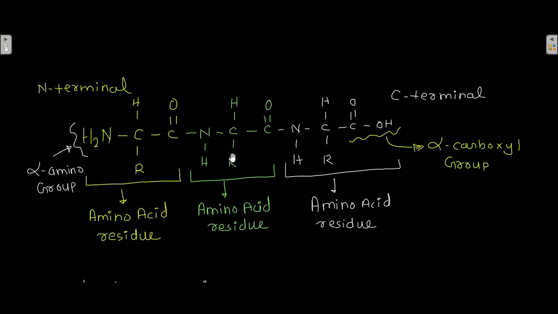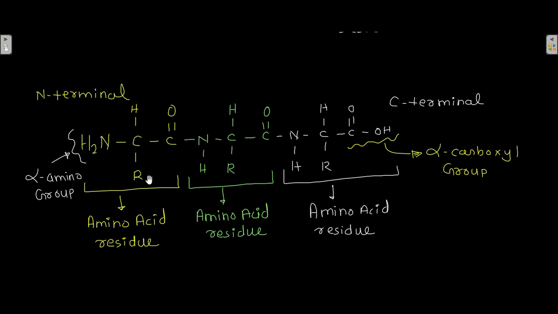This is how the structure of a polypeptide chain looks. As you can see, this portion, then this portion, then this portion, these are the individual amino acid residues. This end is your N-terminal, which represents your first amino acid, and this end, your C-terminal, represents your last amino acid. The first amino acid has a free alpha amino group, and the last amino acid has a free alpha carboxyl group. So at the C-terminal you have the carboxyl group, at the N-terminal you have the amino group, and these are the individual amino acid residue structures.